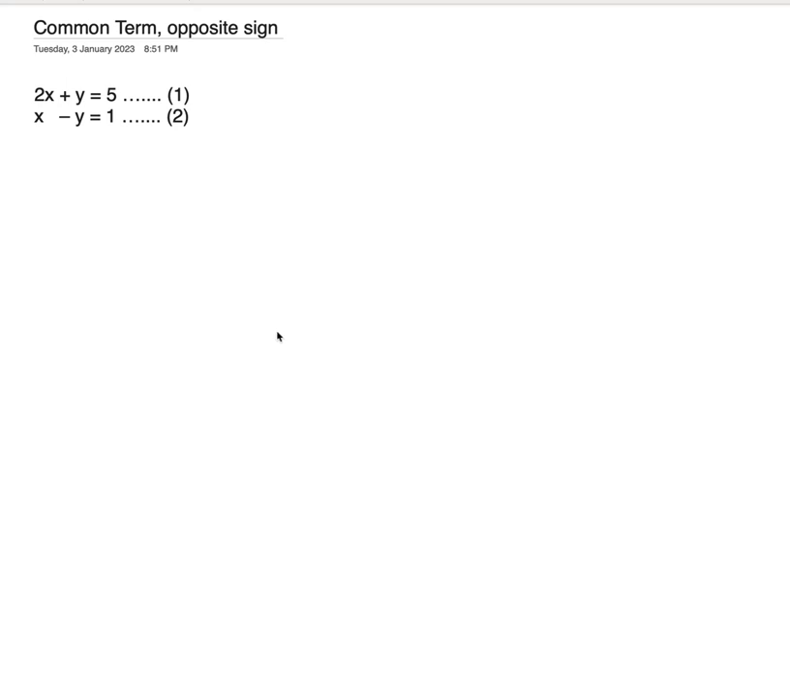In this lesson, we will be using the elimination method to solve simultaneous equations. Before we begin, we must label the equations for reference. Equation 1, equation 2. Next, we need to align the terms, the x terms together and the y terms together.